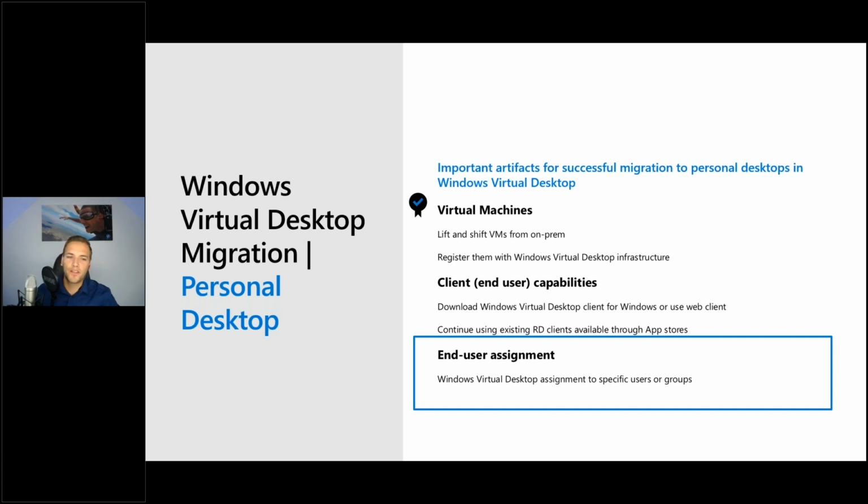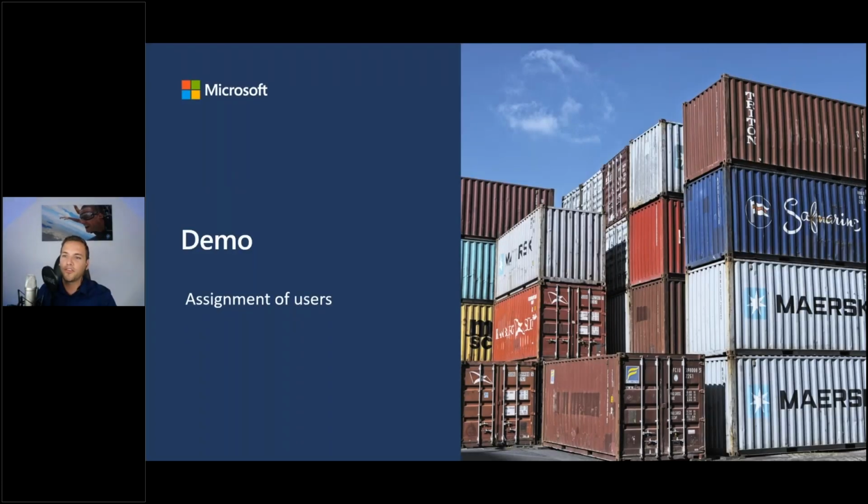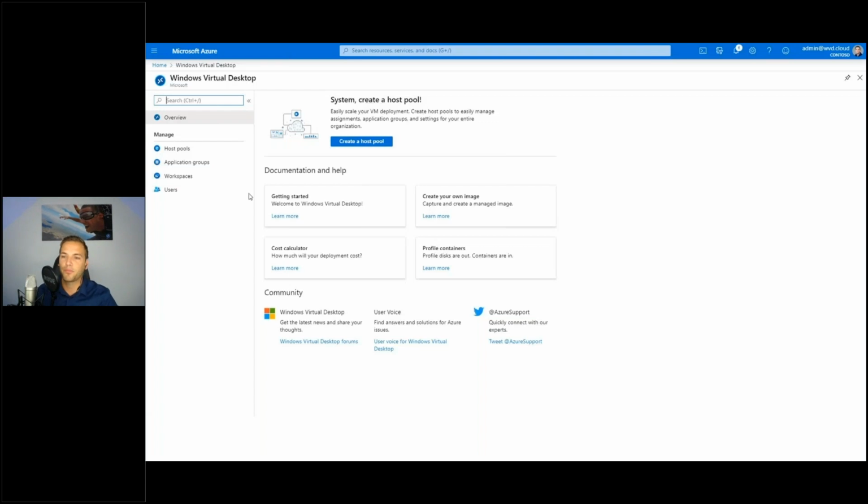So when we are done with the virtual machine assessment and lift and shift, we did the installation and the assignment of the desktops. That's something that still needs to be done. We did the profile migration, but the assignment of users to your specific Windows Virtual Desktop desktops and RemoteApp, that's something we still need to do. So let's start with that procedure.